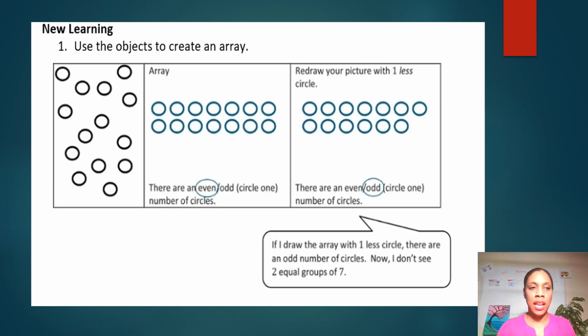Let's look at a quick review of what we did yesterday, which was even and odd numbers. We know even numbers all have a pair or partners. Nobody is left by themselves, so they're all in equal groups. In an odd number, something's left out, something doesn't have a partner, so it's called an odd number.